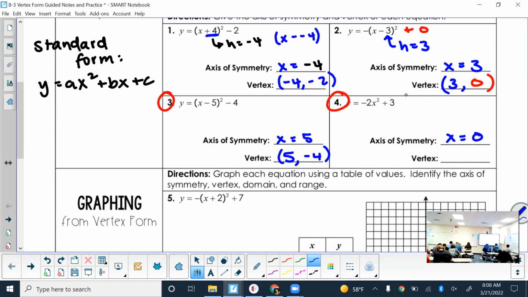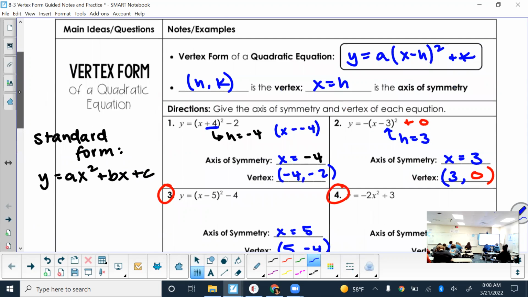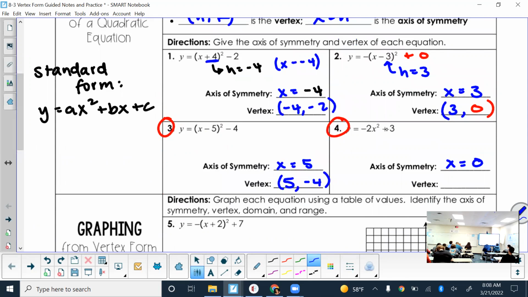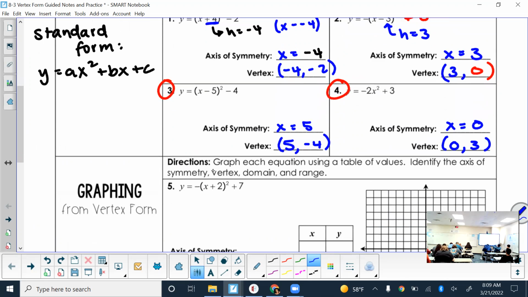All right, so if you got that your first try, great. Some people in my last class thought it might be the -2. Well, no, that's a in vertex form. And then it's not the 3 because that's our k. So then our vertex is 0, 3. All right, questions on number 4? If you didn't understand axis of symmetry or vertex from those examples, well, we have plenty more to do down here. So hopefully you'll get it eventually.